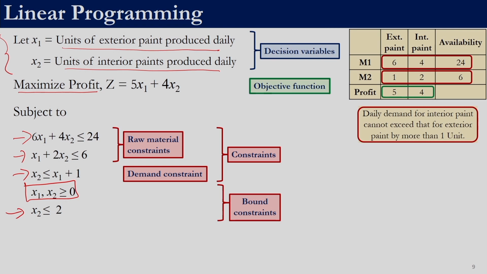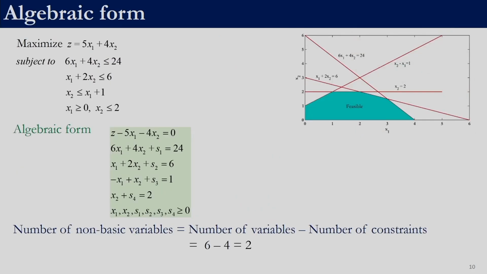This problem is now to be transformed into the standard form required for solving using the simplex method. In the simplex method the objective function as well as the constraints are required in algebraic form. This equation can be written as z minus 5x1 minus 4x2 equal to 0. Over here, as we discussed earlier, for less than or equal to constraints we can add slack variables. This equation is not in the required form. So, we convert it first into minus x1 plus x2 is less than or equal to 1 and then add a slack variable s3 to make it an equality constraint.